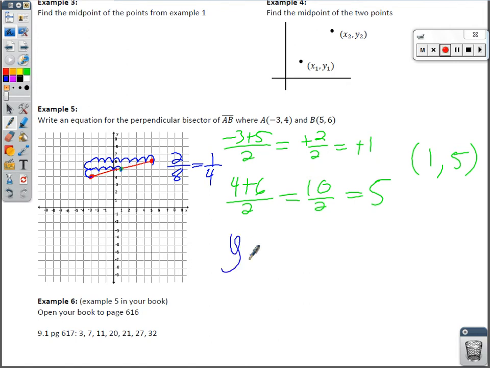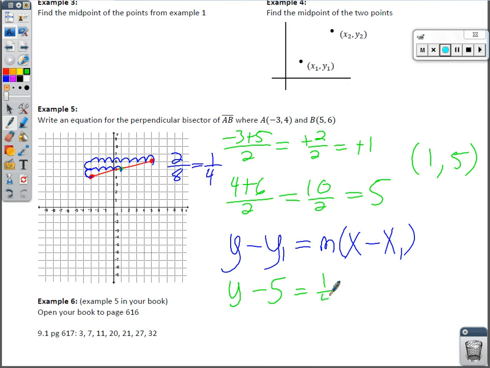So then for the equation we use point slope form. If you don't remember point slope form, the x1, y1 here is a point on the line, m is the slope, and then the regular x and regular y are just part of the equation. So let's plug into this equation. We get y minus the y value we found, which is 5, equals the slope, which was 1/4.